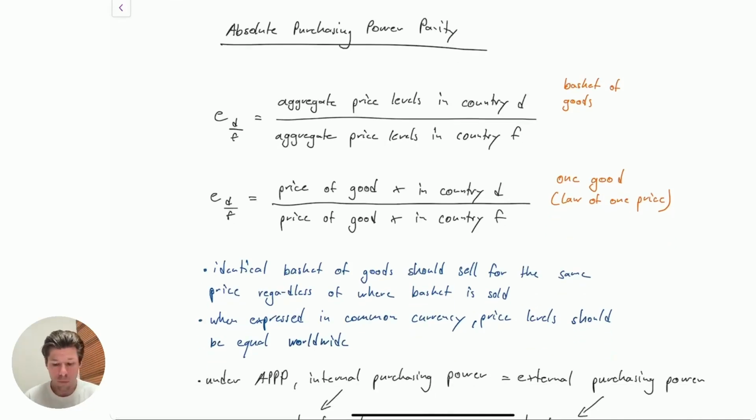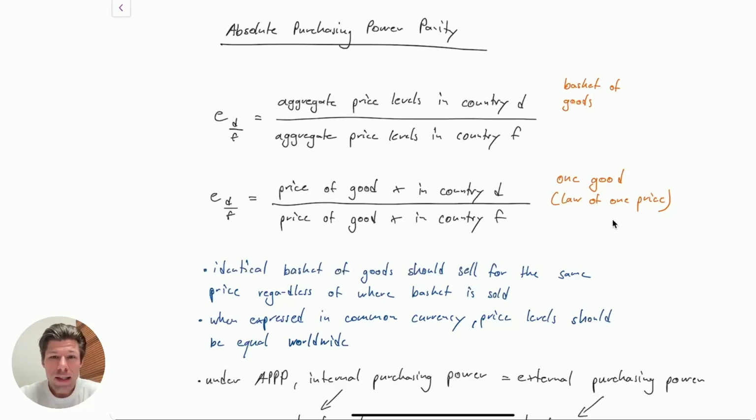If we look at the law of one price, which is the fundamental of purchasing power parity, it talks about one good, the price of good X in country D, price of good X in country F. Purchasing power parity here talks about a basket of goods that we can compare to see whether a basket is more expensive in one country or in another country, and then what the exchange rate should be.